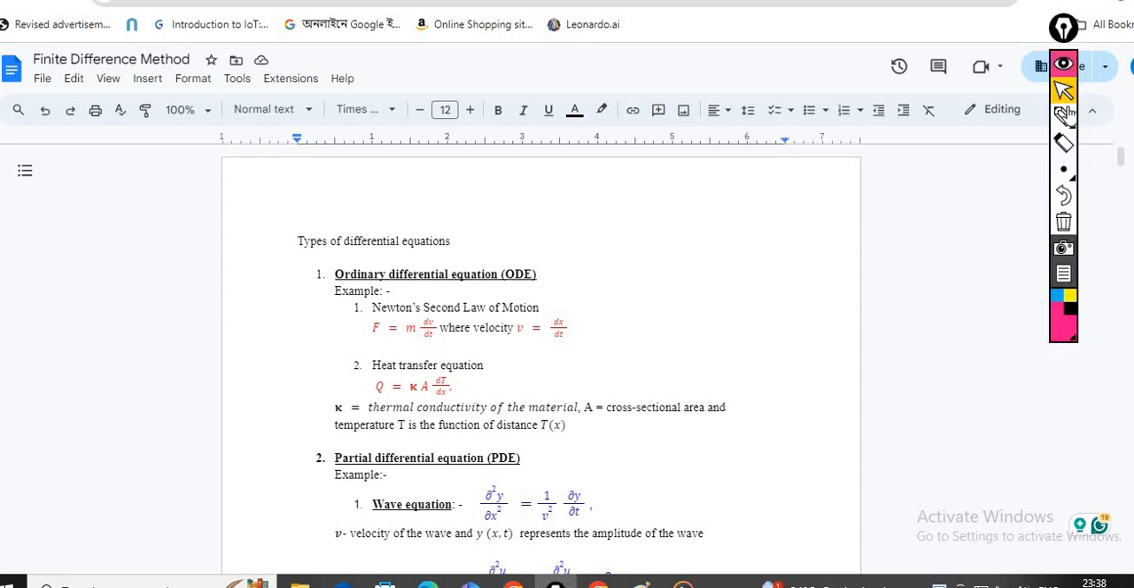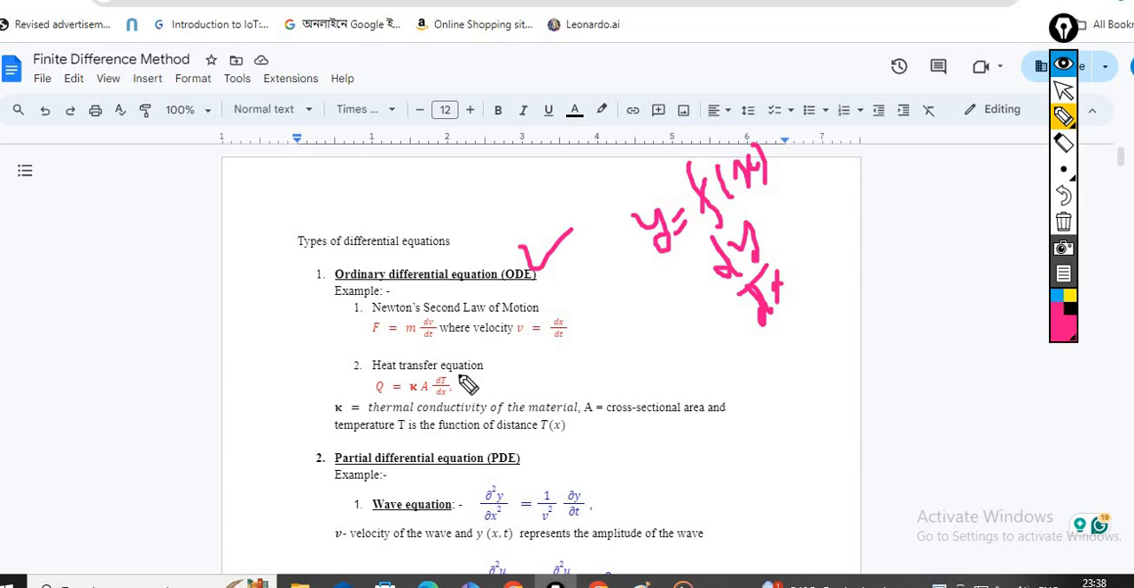So an ordinary differential equation is the case when you have a function, say y, and only one type of variable is there. So in this case, the ordinary differential equation will be applicable. The differential equation in a simple way can be written as dy/dx.